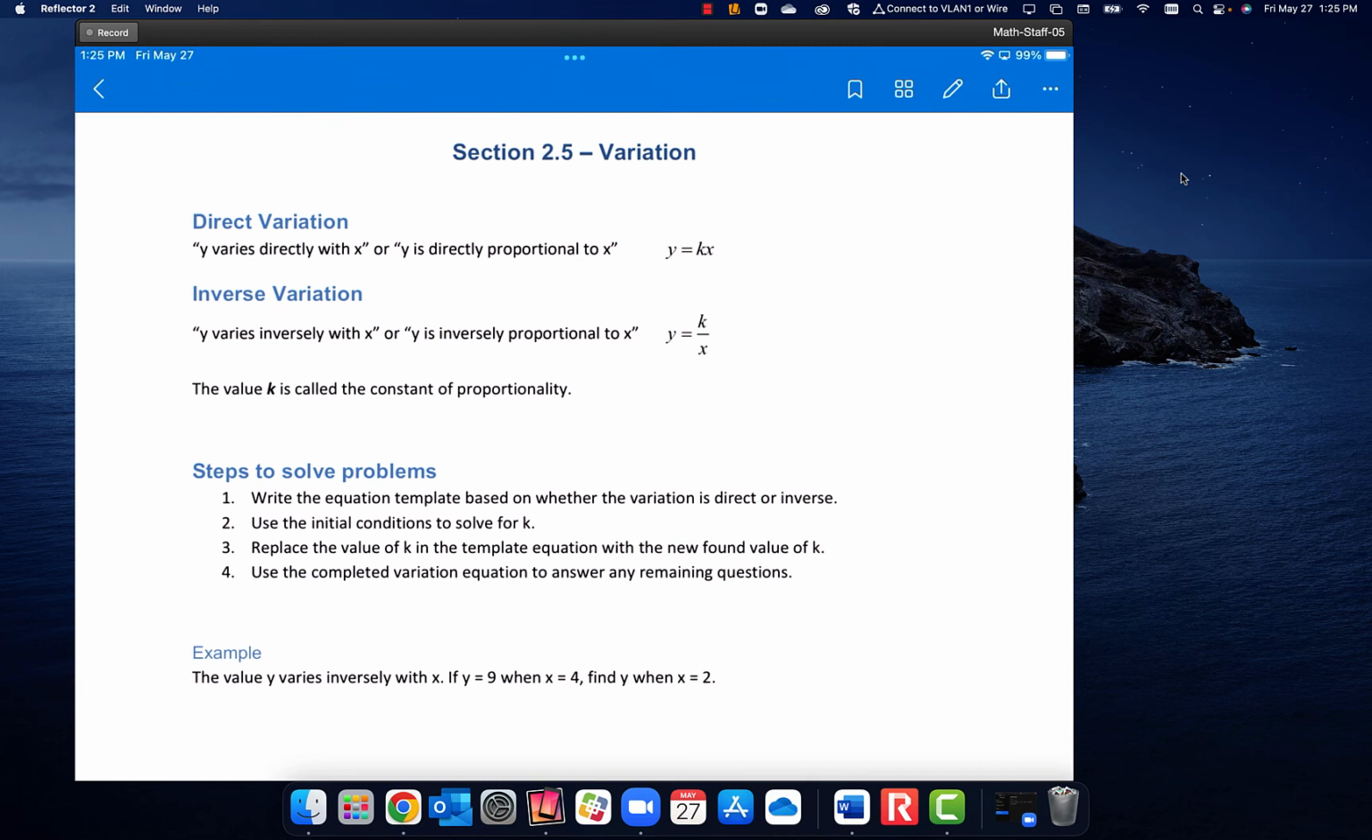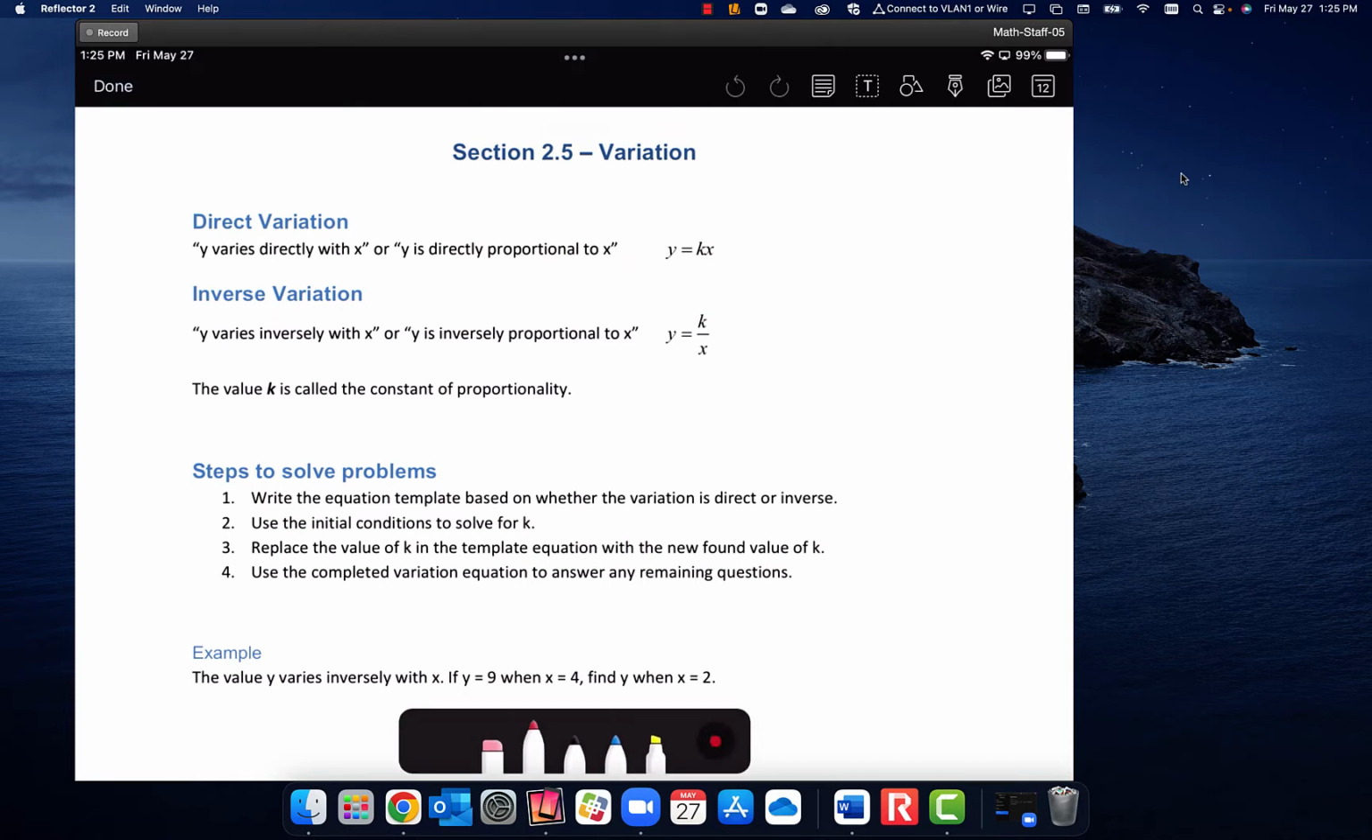There are two main kinds of variation, direct variation and inverse variation. For direct variation, we're looking for keywords or key phrases such as y varies directly with x or y is directly proportional to x. In either case, you're going to see the word direct in the question. If we're looking at a direct variation problem, the equation that we're going to use is some variation of y equals kx.